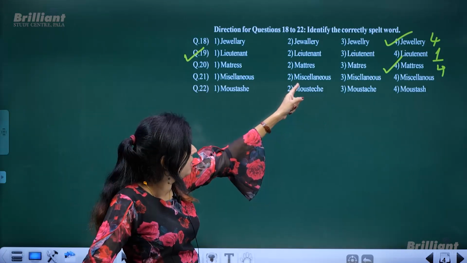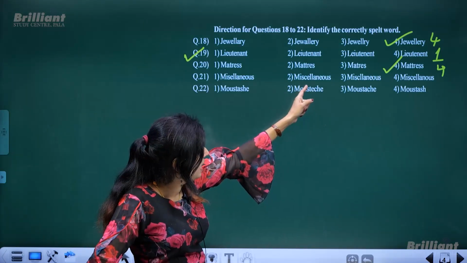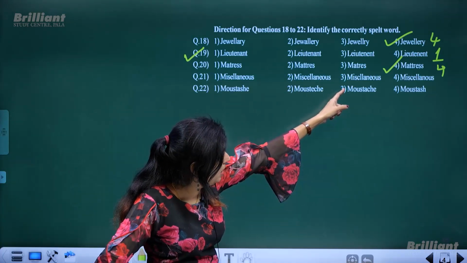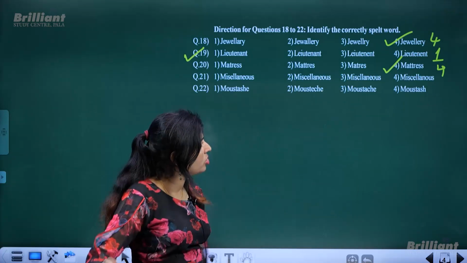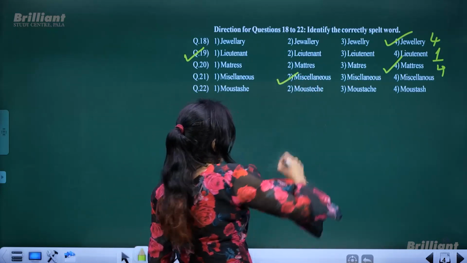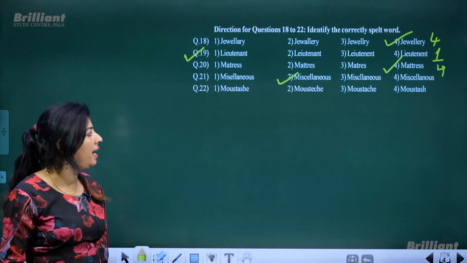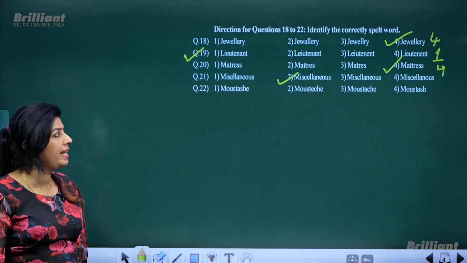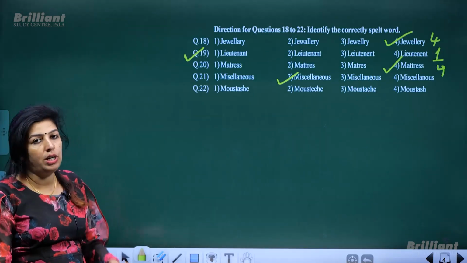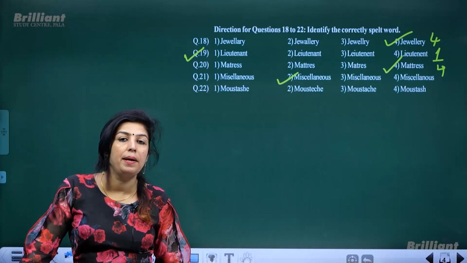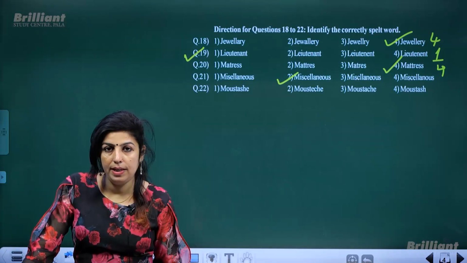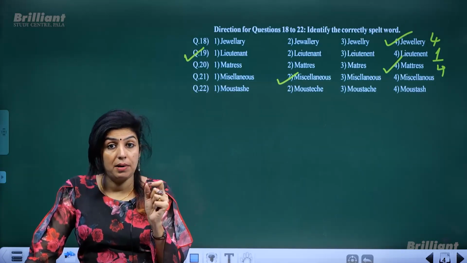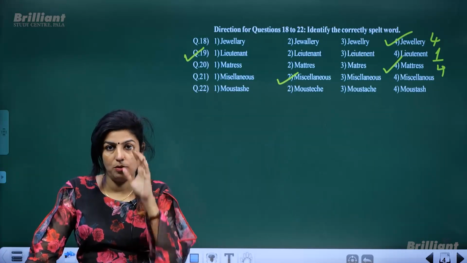Then miscellaneous, C is there. Miscellaneous, then miscellaneous without any letter after C. So actually this is the correct spelling, M-I-S-C-E-L-L-A-N-E-O-U-S, miscellaneous. Okay, so in order to find out the correct spelling, you pronounce it properly and automatically that time itself you will be getting it. If you have the correct pronunciation, the spelling also will come to you automatically.